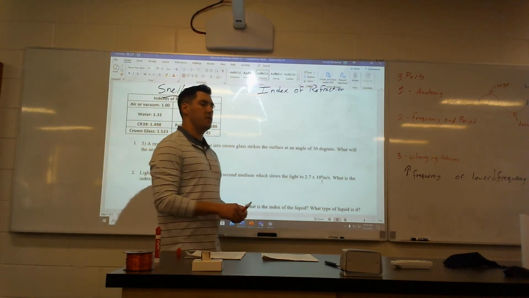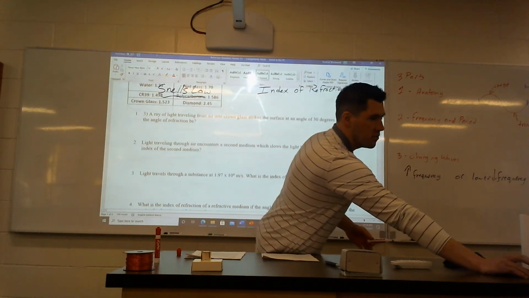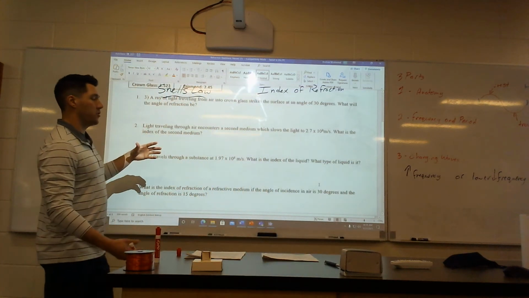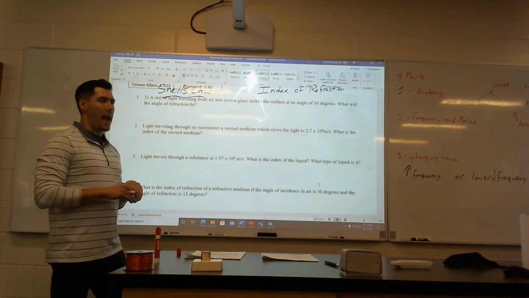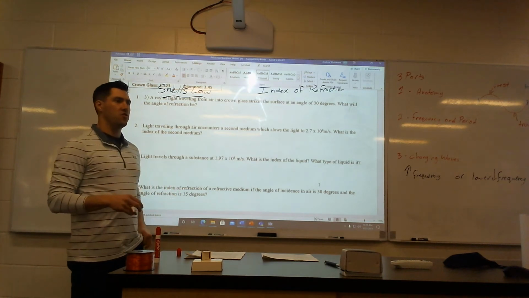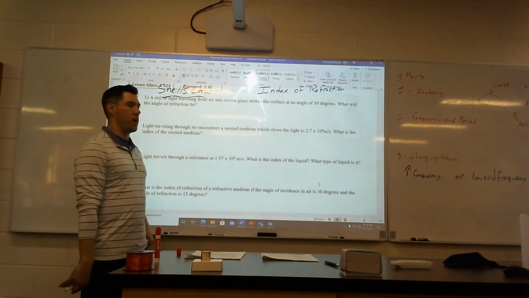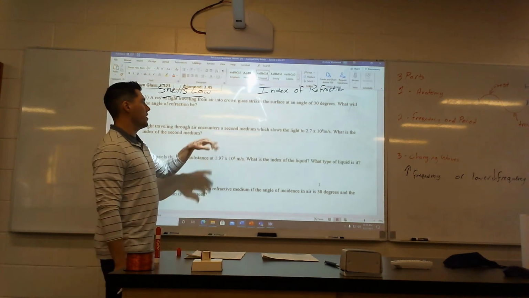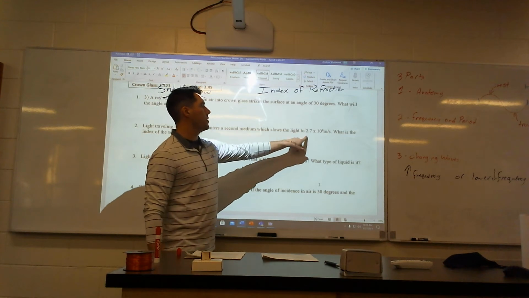Let's do a couple of questions here that hopefully should be pretty easy. These questions usually go quite well. If I go to question 2 here, where I'm going to use this actual thing, we're not talking any angles at all. There are no angles in these questions. It's just talking about velocity and the index of refraction. It says light traveling through air encounters a second medium, which slows it down to 2.7 times 10 to the 8.